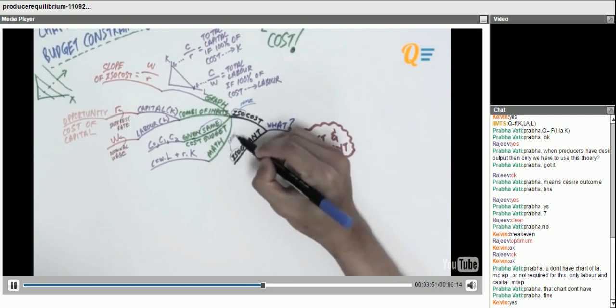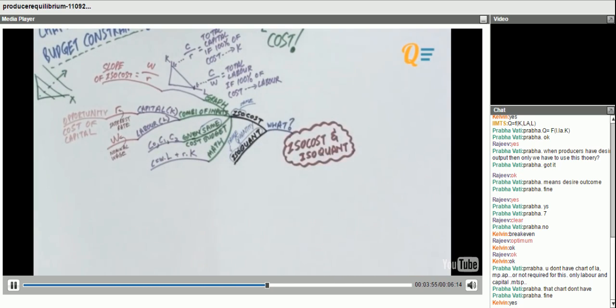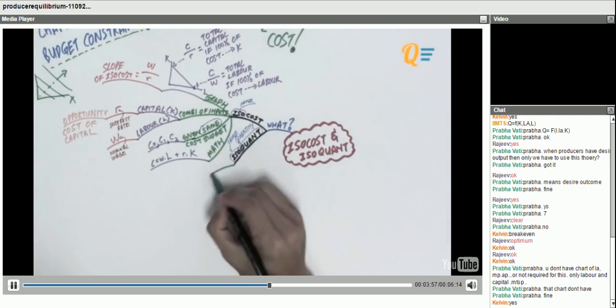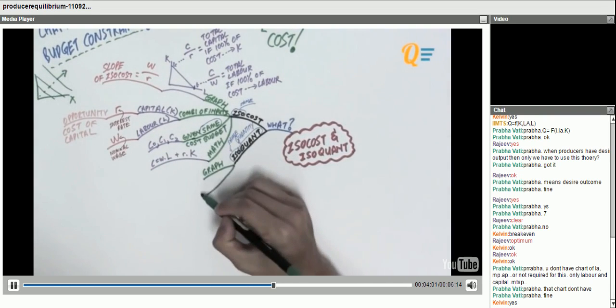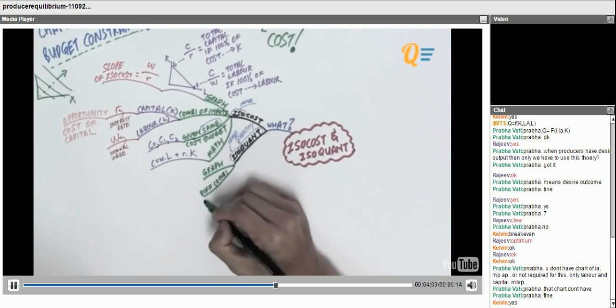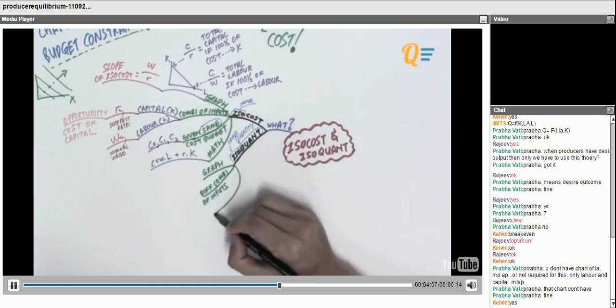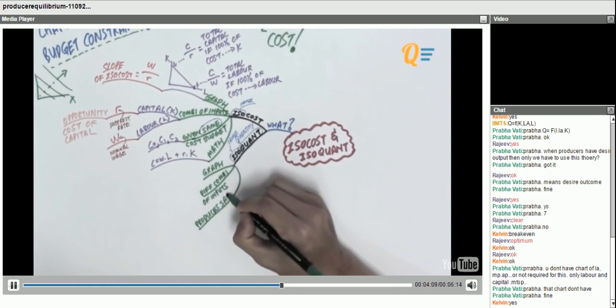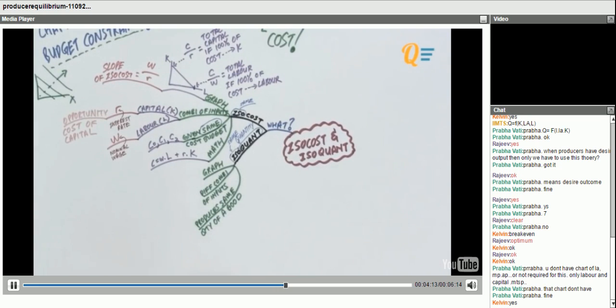Now let's talk about the ISO quant. And again, ISO here refers to same, and quant is of course quantity, so it means same quantity. So the ISO quant is actually a graph that shows all the different combinations of inputs that a firm is going to require to produce the same quantity of a particular good.